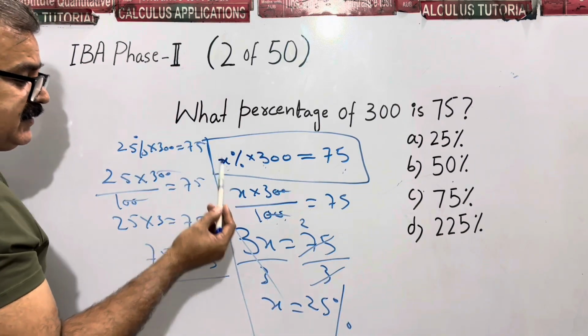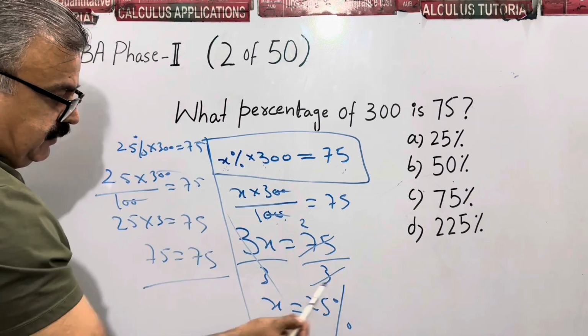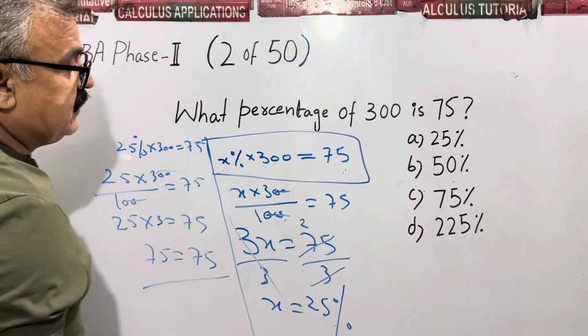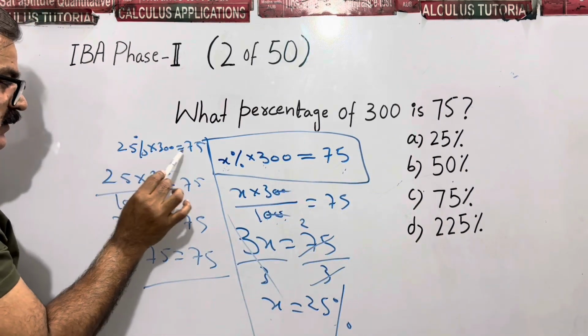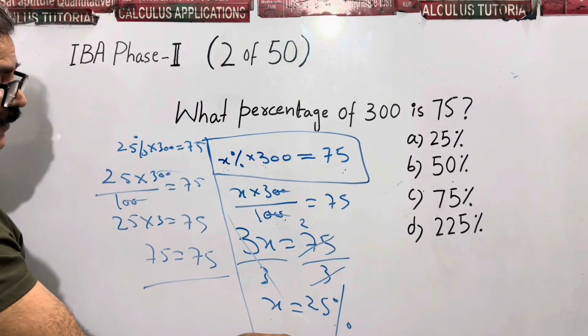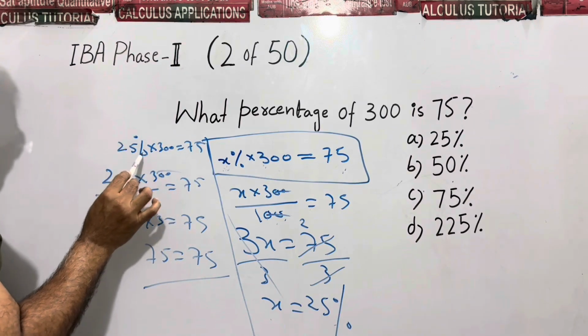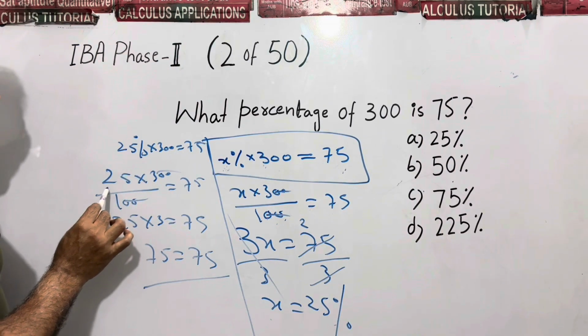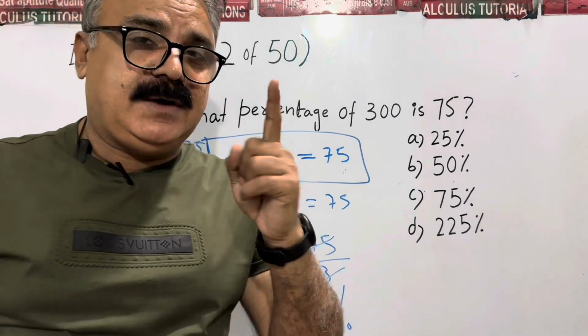We are interested in x. To get rid of 3, divide by 3 on both sides. X is equal to 25. Or one can verify 25% of 300 is 75, whether we have arrived at the correct result or incorrect. 25% of 300: to remove percent, divide by 100. 25 times 3, it's 75. We are good with that. Wait for question number 3.